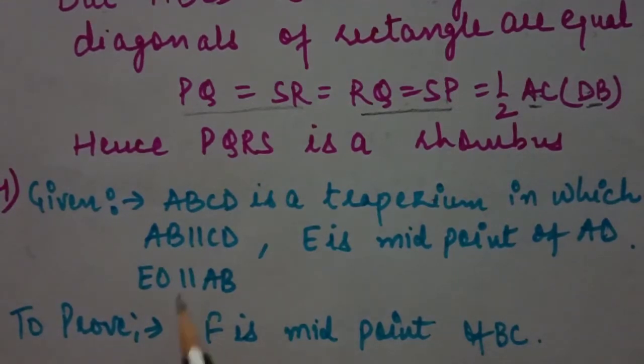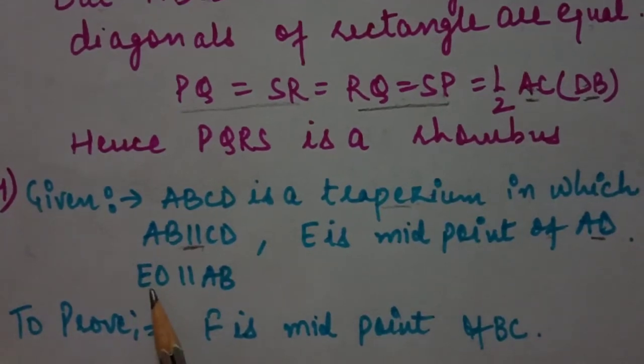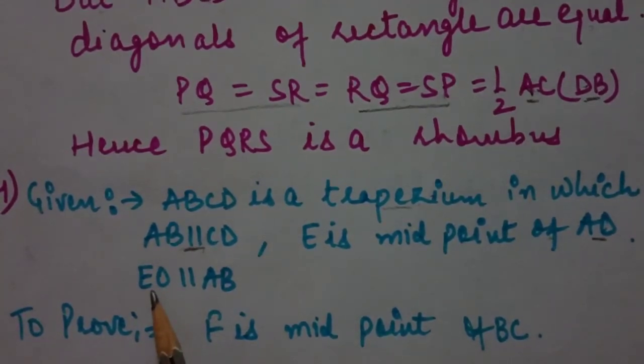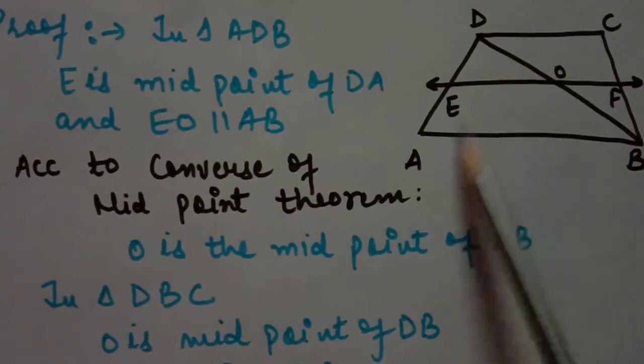So what is given to us? First of all, ABCD is a trapezium, in which one pair of sides is parallel. It is already given. Otherwise, we know very well that in a trapezium, one pair of sides is parallel to each other. E is the midpoint of AD, already given. And we draw a line from E parallel to AB, meeting at a second point, which I name O. EO is parallel to AB. We have to prove that F is the midpoint of BC. So students, this is your diagram.